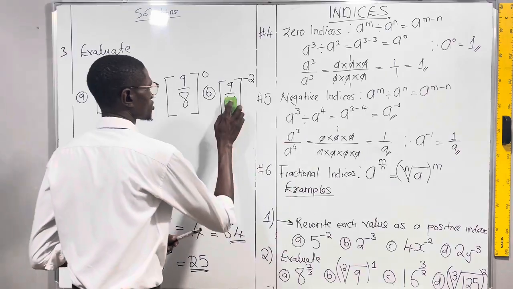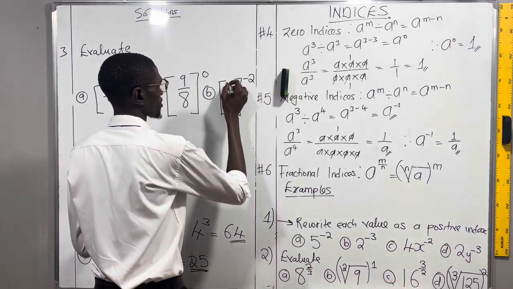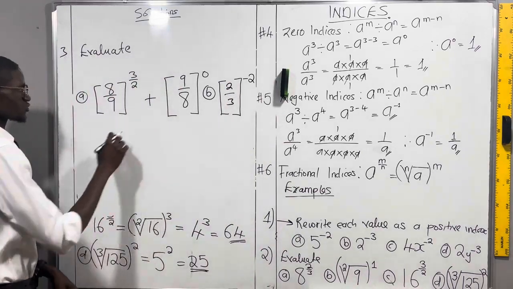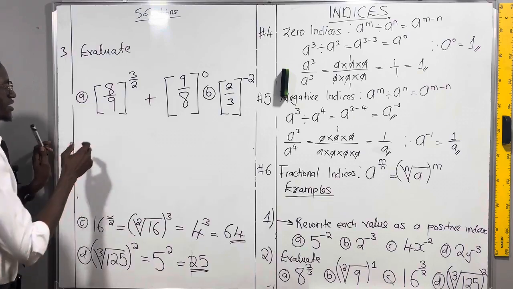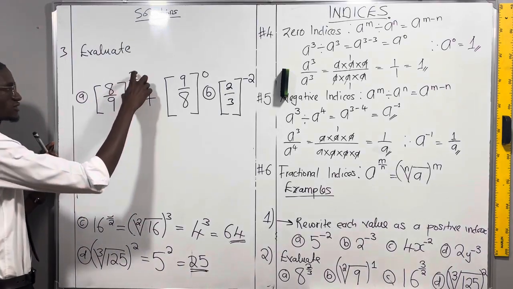Okay, let me use smaller values for this one. Let me put a 2 there and a 3 there. Yeah, okay. So for this one, 8 over 9 to the power 3 over 2. So there's a fraction inside, and there's also a fraction here.